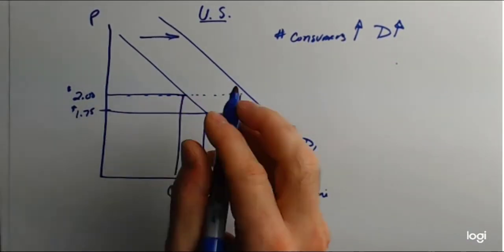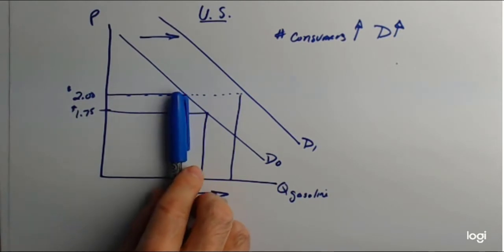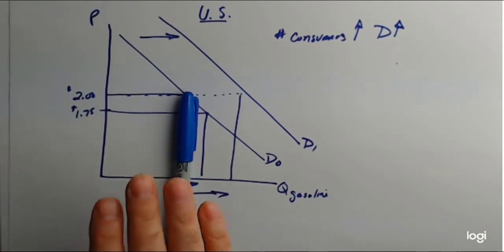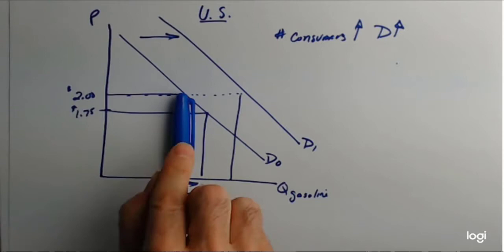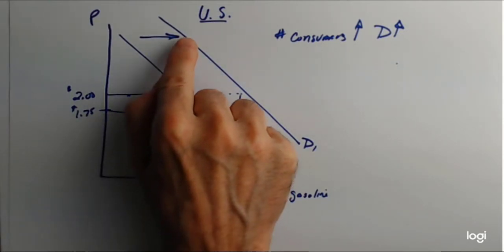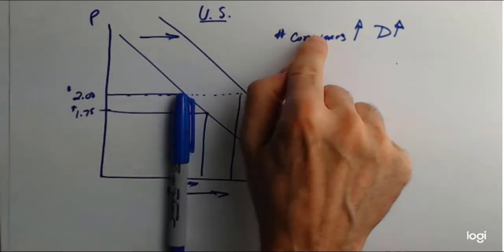In some cases, you could interpret this as if you keep quantity fixed. Somehow you could restrict quantity and keep it fixed in the U.S. Then what would happen is the price of gasoline would rise as you get more consumers.